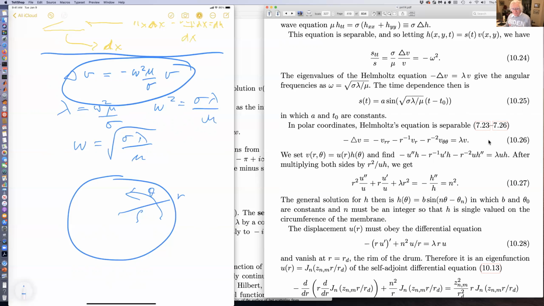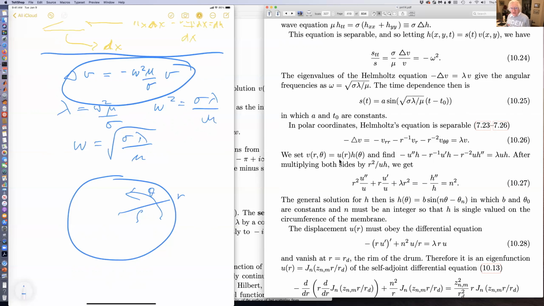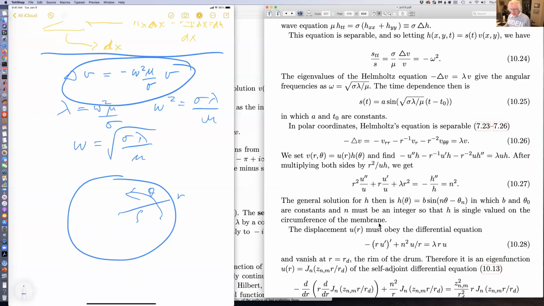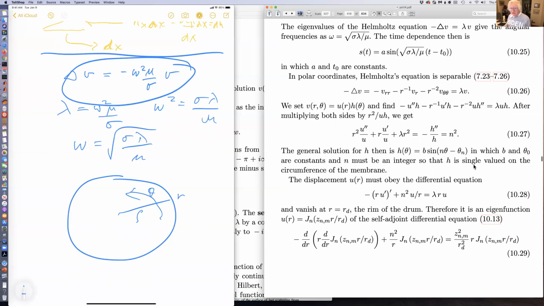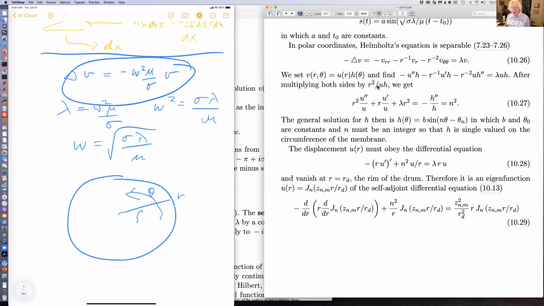And we then let V equal U of R times H of theta, as we know it's separable. We saw that back in chapter 7. And so the equation for U then is this, and the theta equation is H double prime over H is minus n squared, so that's the solution here. And now what we're left with is this equal to n squared, and that is then Bessel's equation.